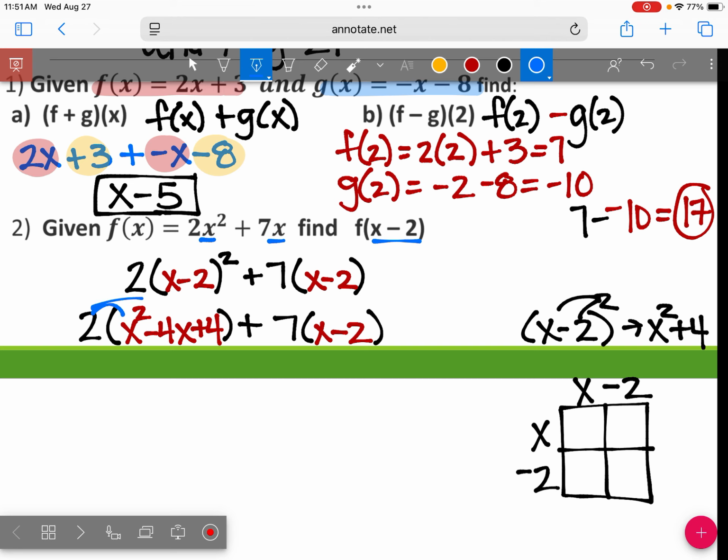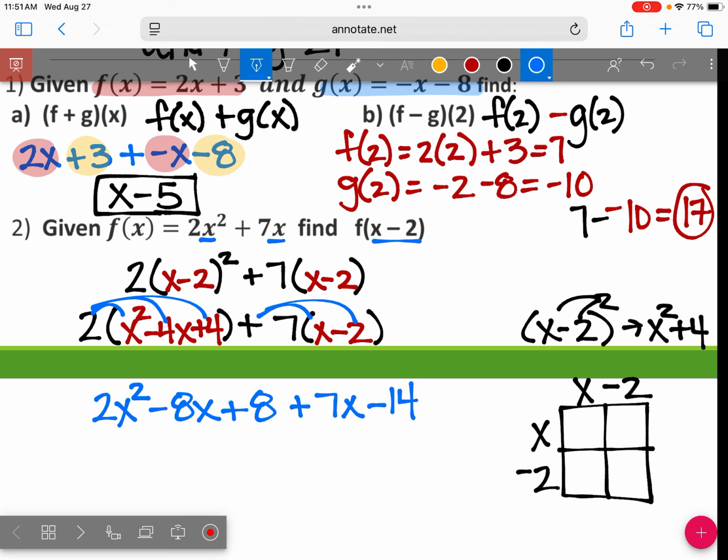All right, so now I'm going to distribute the 2. This is a positive 7. So I get 2x squared minus 8x plus 8 plus 7x minus 14. And my last step is to combine my like terms. So these are going to be added, and these will be added. So your final answer is 2x squared minus x minus 6.